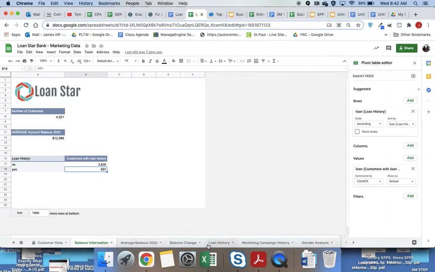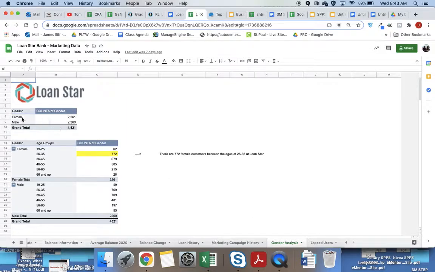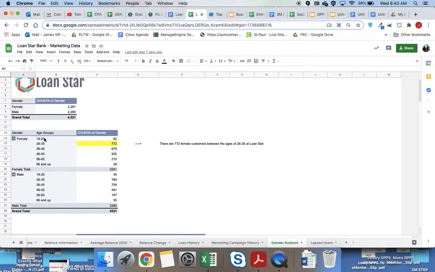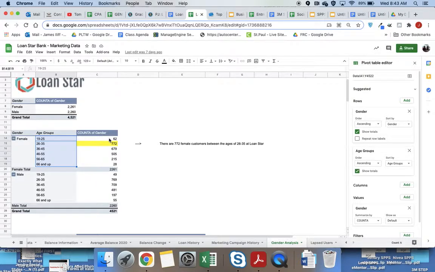So that's really important. If we come over here, we can see, like, I don't know, gender analysis. So this one's really interesting. You can see that there's female to male. There's 2,261 females, 2,260 males. So about 50-50 male, female. Oh, look at this. And we can break it out by age. So female, and then the age group that they're in, and then how many people fit that description. So in this case, 772 customers at Lone Star are female between the ages of 26 and 35.